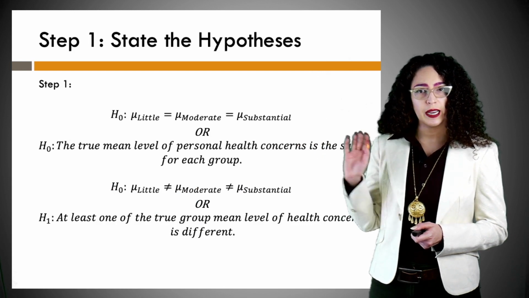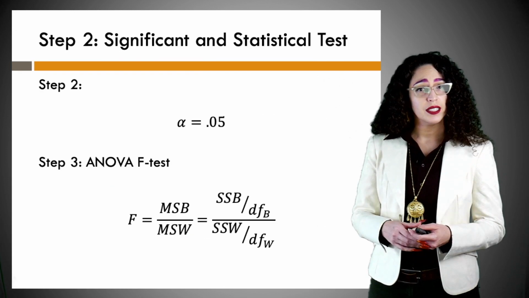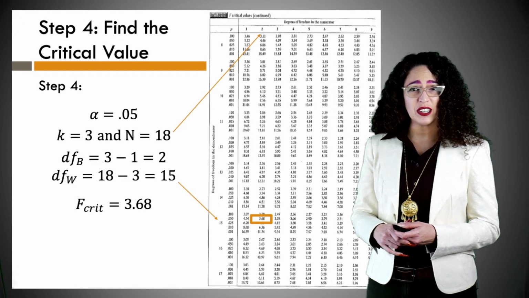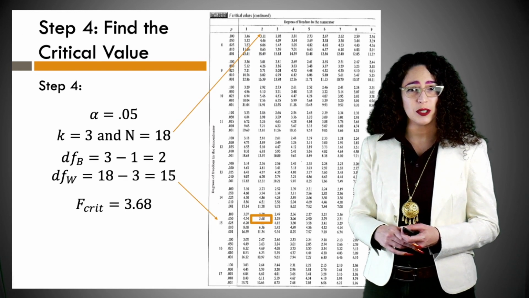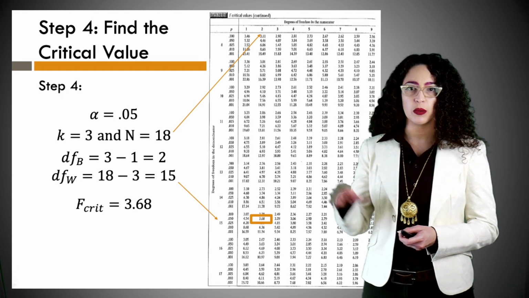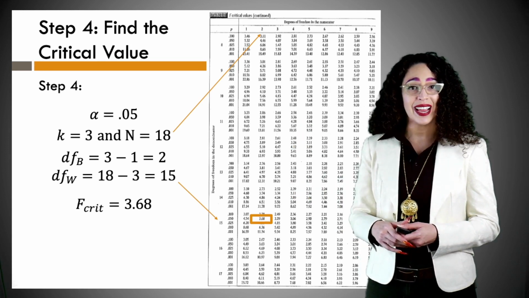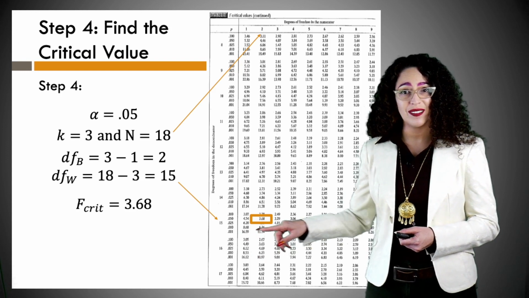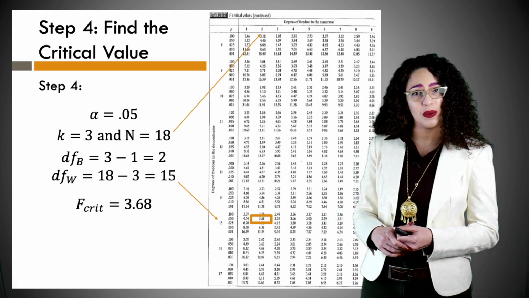All the groups are the same. At least one of the groups is different. Step 2 and 3, 0.05 and F-test. Step 4, find the critical values. We have 3 groups, so that means we have 2 degrees of freedom between. Looking in the second column, we had 18 people, minus 3 equals 15, so we're looking right here at 0.05. Our critical value would be 3.6.